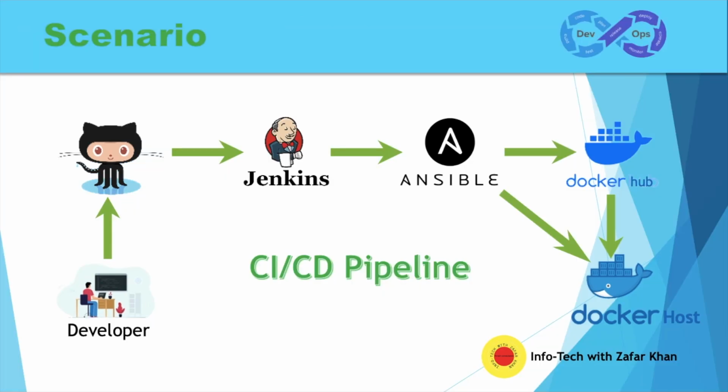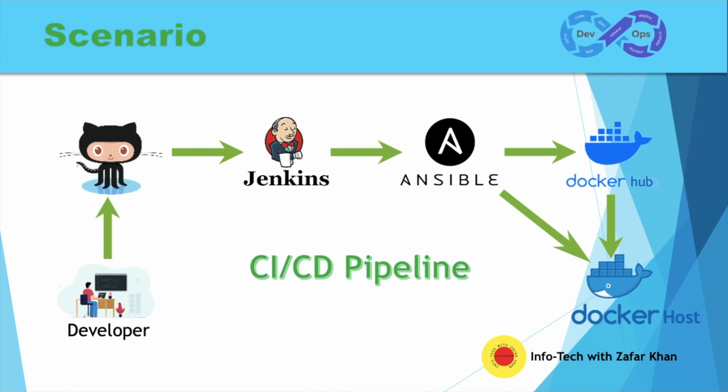So this is the scenario. We have development in the dev environment. We have GitHub, we have Jenkins server, Ansible server, Docker Hub, and of course our Docker host. So in the development environment, the developer writes a Docker file as per requirement, commits it, and pushes it into GitHub.